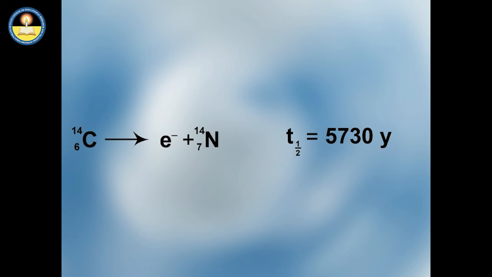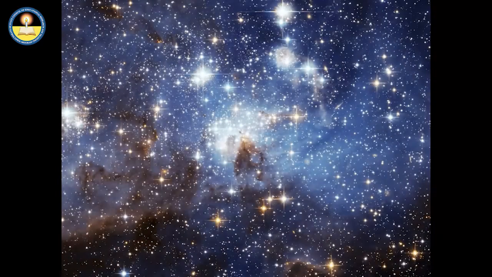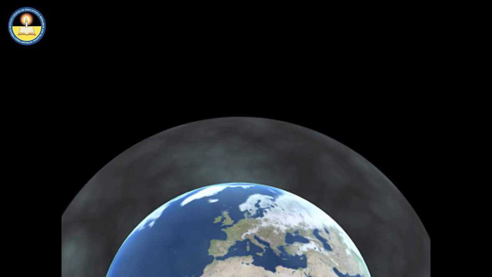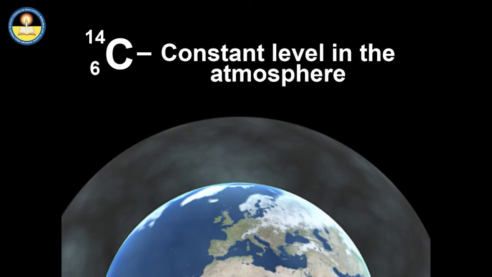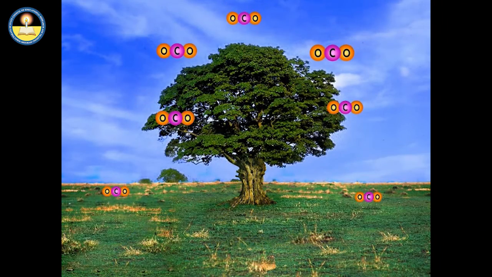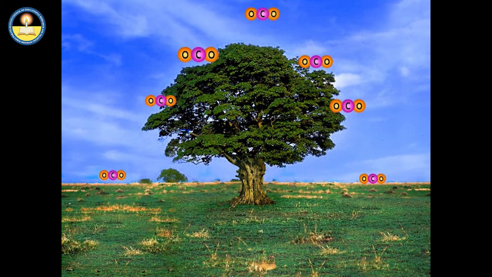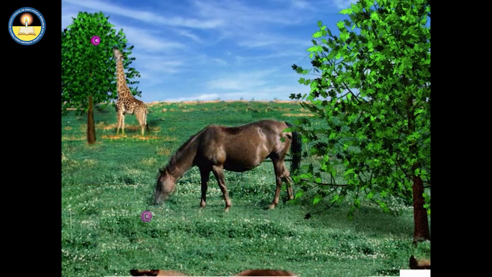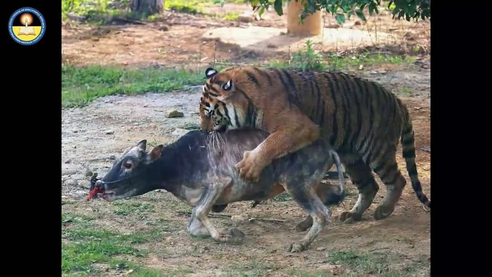The balance between the rate at which an isotope is generated by cosmic rays and the rate at which it disappears by radioactive decay maintains the concentration of C14 in the atmosphere at a constant level. The isotope in the form of carbon dioxide is absorbed by plants and indirectly by animals. Therefore, it is assumed that the concentration of C14 isotope in all living organisms is the same as in the atmosphere.